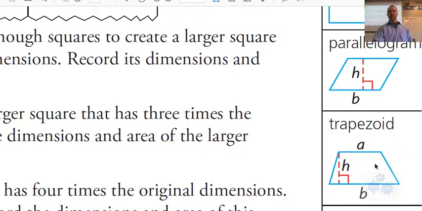You can do all sorts of different things. You can make a parallel line right here and take this triangle and bring it over to this side, and it just becomes a big rectangle. So anyways, it works out that you add up these two, and then you multiply by the height, and then you cut that in half.